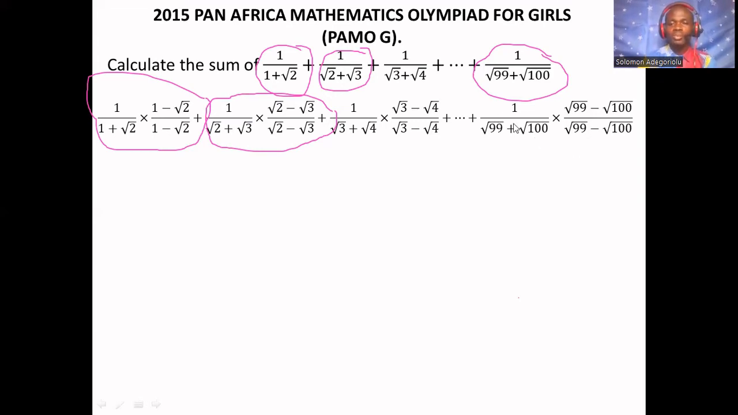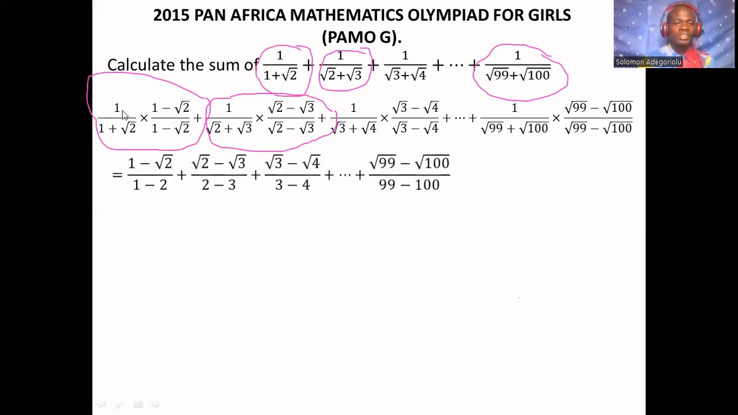We're also going to multiply the numerators together, and also multiply the denominators. So from here, what do we get? We're going to have this. The result of 1 times 1 minus root 2 is 1 minus root 2.